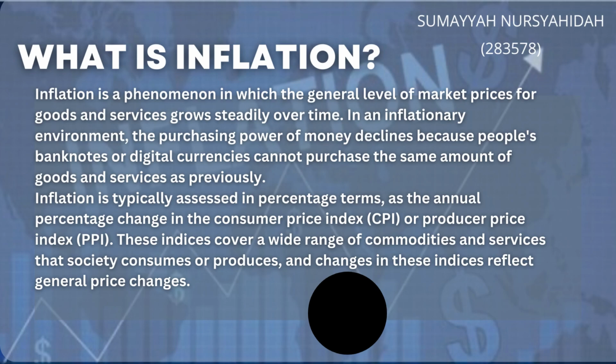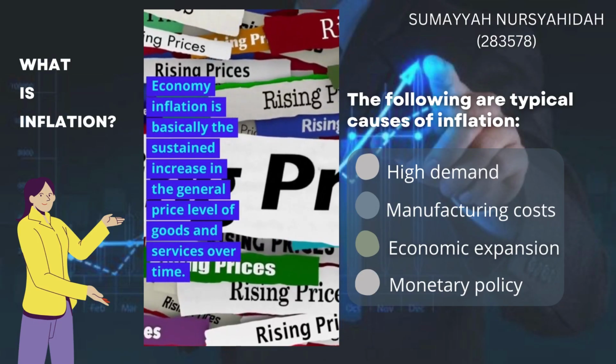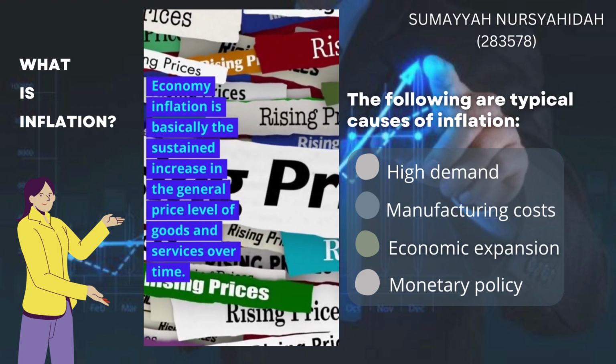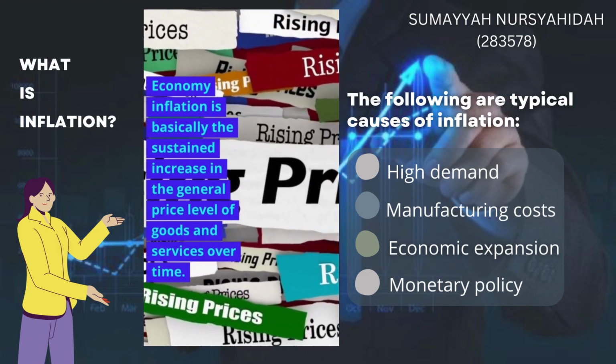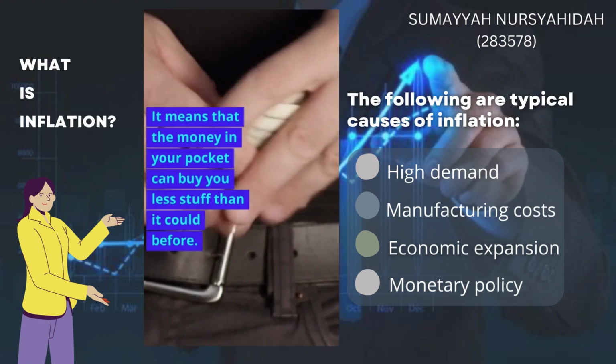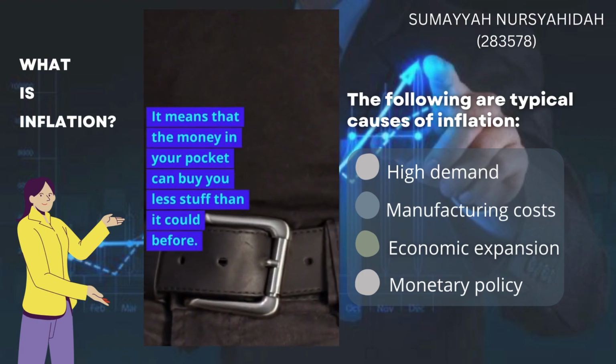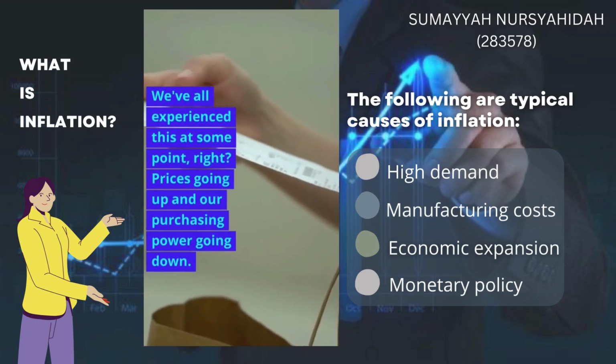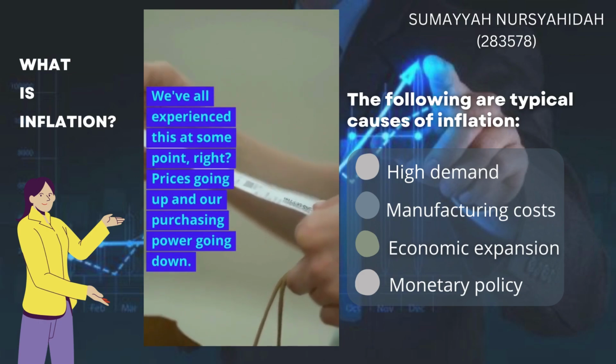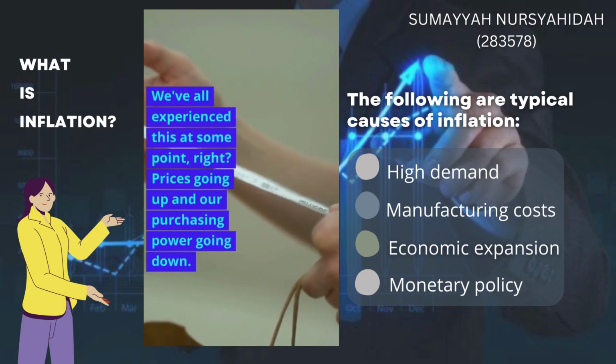These indices cover a wide range of goods and services consumed or produced by society, and changes in these indices reflect overall price changes. Economy inflation is basically the sustained increase in the general price level of goods and services over time. It means that the money in your pocket can buy you less stuff than it could before. We've all experienced this at some point, right? Prices going up and our purchasing power going down.